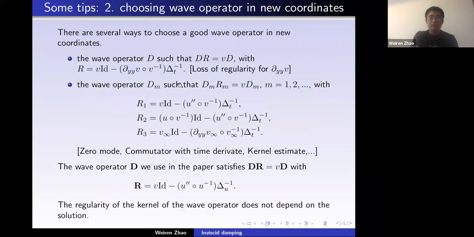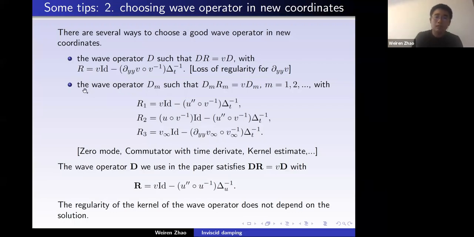Okay, the second tip is that we have many ways to choose a good wave operator. As I mentioned here, we just choose a wave operator corresponding to the modified Rayleigh operator. So different Rayleigh operators have different wave operators. A natural way is to choose this Rayleigh operator after a change of coordinate. But with this one, you may lose some regularity because you have a second derivative acting on the V, and V is a solution. So you lose more derivatives.